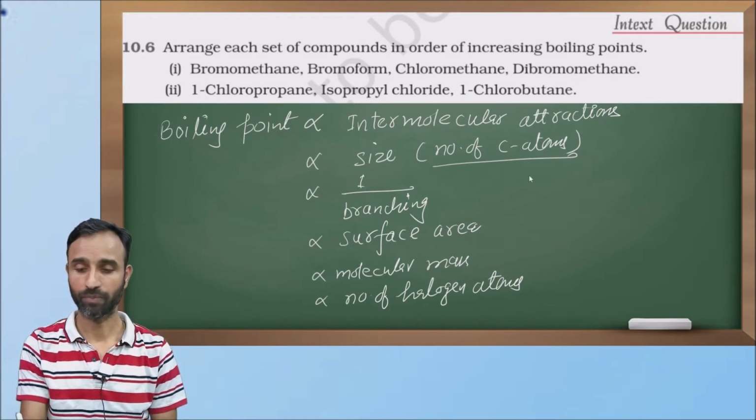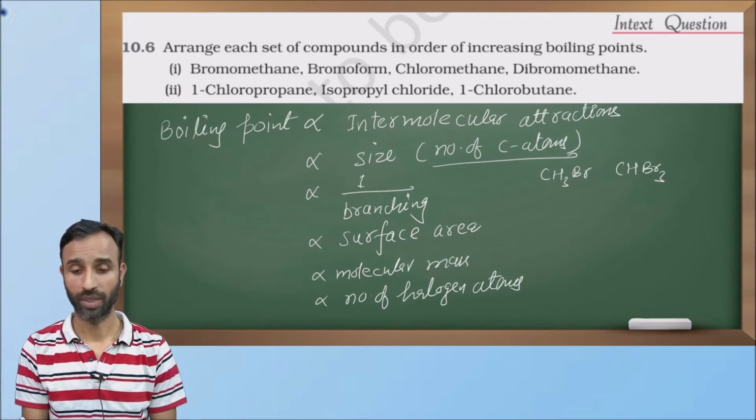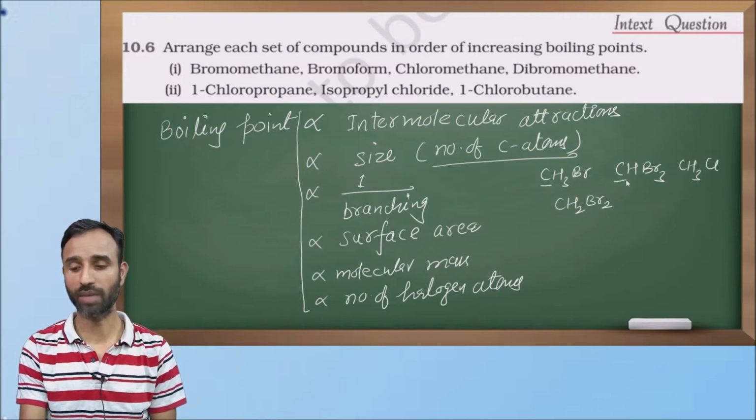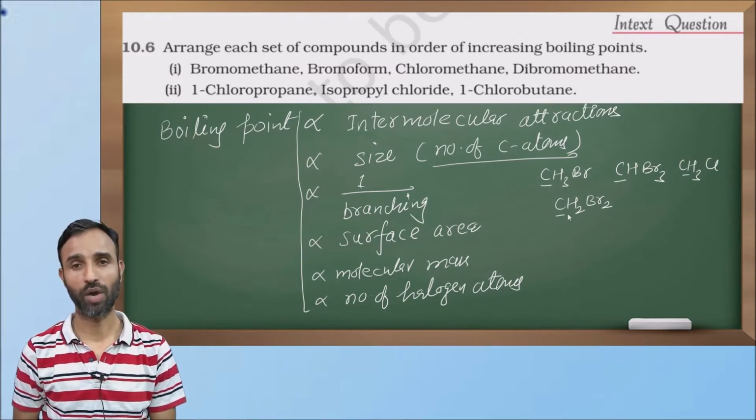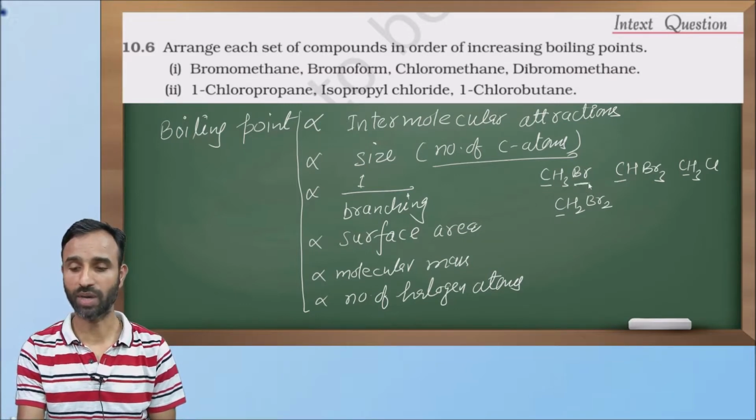It is bromomethane. So bromomethane is CH3Br. Bromoform, it is CHBr3. Then chloromethane, CH3Cl, and dibromomethane, it is CH2Br2. So now, which one has the highest boiling point? Say the number of carbon atoms are equal. So now we go to the next part, that is the number of halogen atoms. In the first case there is 1 bromine, there is 1 chlorine, 3 bromine and 2 bromine. So which one has the highest boiling point?